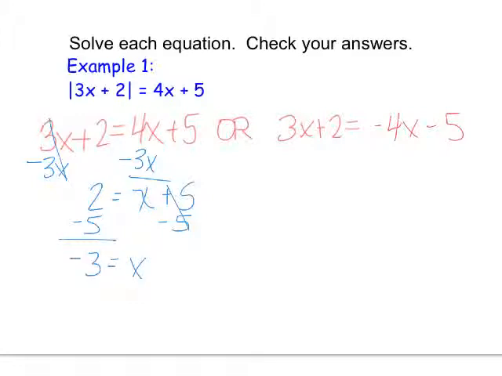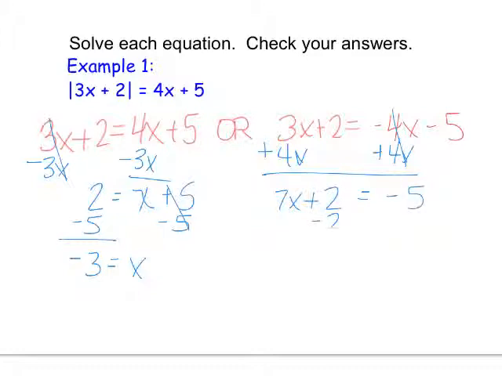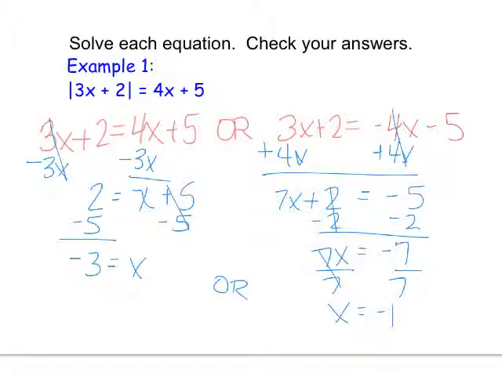Let's do the same thing to solve on the other side. This time I want to get rid of the negative 4x, so I'm going to add 4x to both sides. And that's going to be 7x plus 2 equal to negative 5. Subtracting a 2 on each side. So that gives me negative 7. And then divide by 7. I get negative 1. So I've got two possible solutions here, but I don't know for sure if they are until I go through step 4. Step 4 says to check the two solutions.